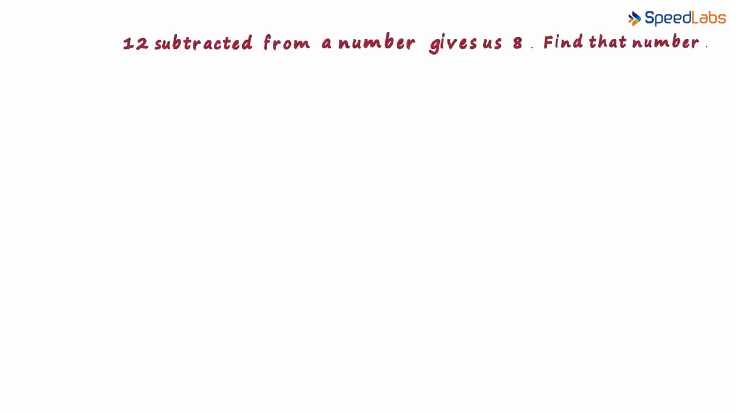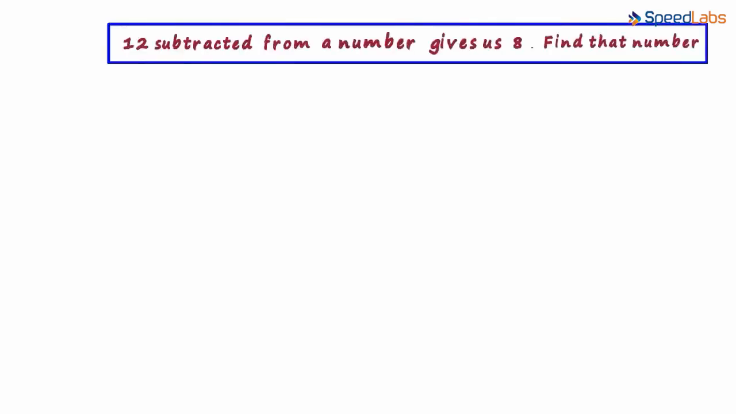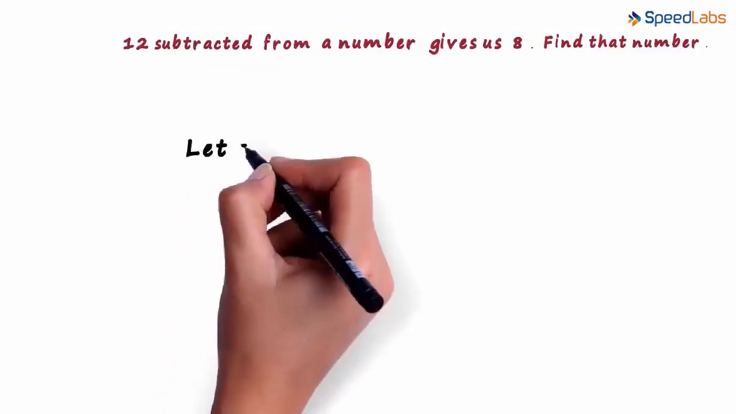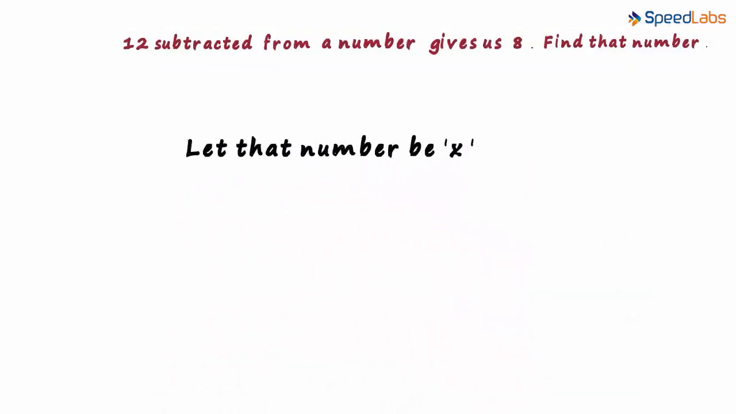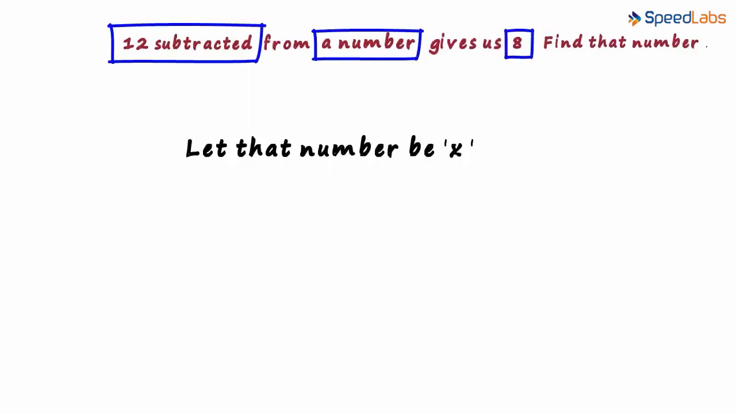Look at this one. 12 subtracted from a number gives us 8. Find that number. Let that number be x will be the first thing you write in most of the problems. We assign a variable to the unknown. 12 subtracted from something gives us 8, and we need to find that something.